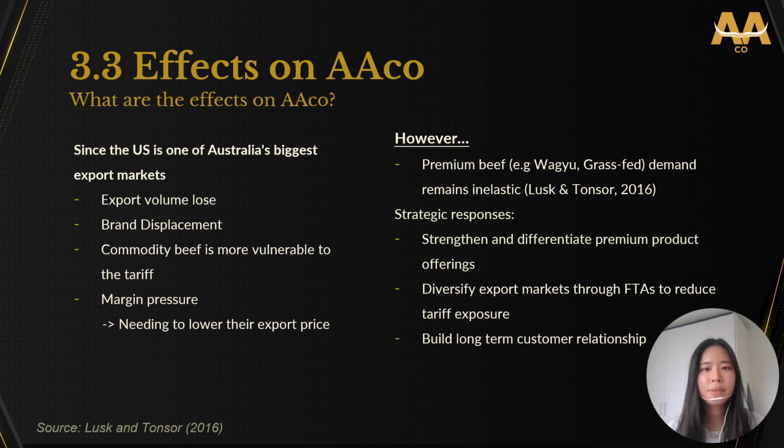However, premium beef products, particularly Wagyu and grass-fed lines, have relatively inelastic demand. Research by Lusk and Tonsor confirms that high-quality beef buyers are less responsive to price increases. The data supported this. Despite the tariff, AACO US exports actually grew, reflecting the loyalty and irreplaceability of our premium product. Our strategic responses are clear. We strengthen and differentiate our premium offerings, we accelerate diversification into FTA markets, and we invest in building long-term customer relationships in the US that outlast any tariff regime.